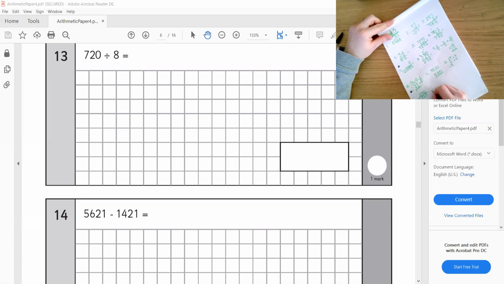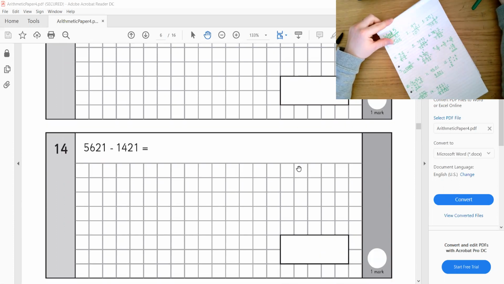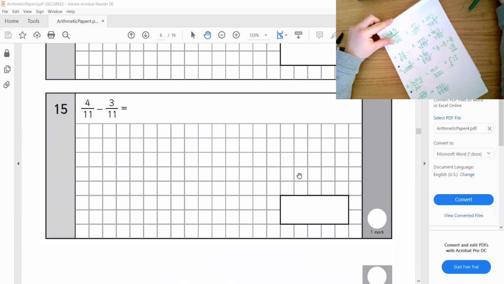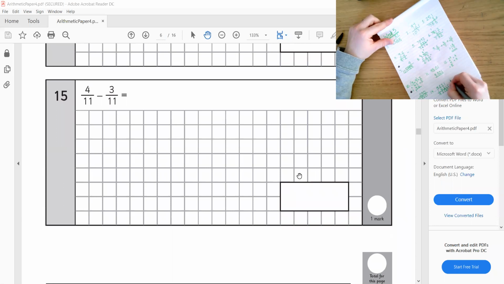Question 14, another check here whether or not you can rename bigger numbers now. 5,621 take away 1,421. In fact, I'm not even renaming. That's dead easy to do, isn't it? Straight away, I know that 21 take away 21 will be 0. And then 6 take away 4 is then 2. 5 take away 1 then is 4. So my answer should be 4,200. Why is that one on number 14? That's too easy. Another easy one for question 15.